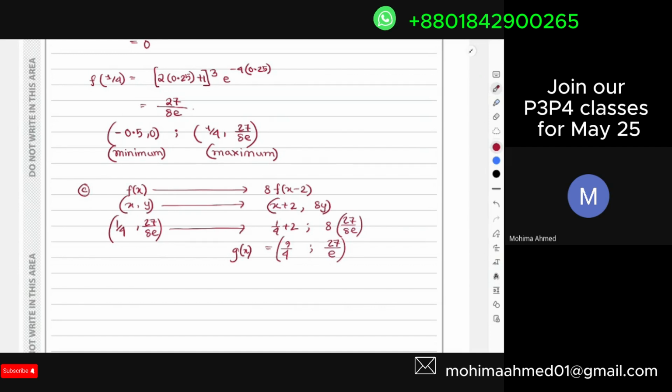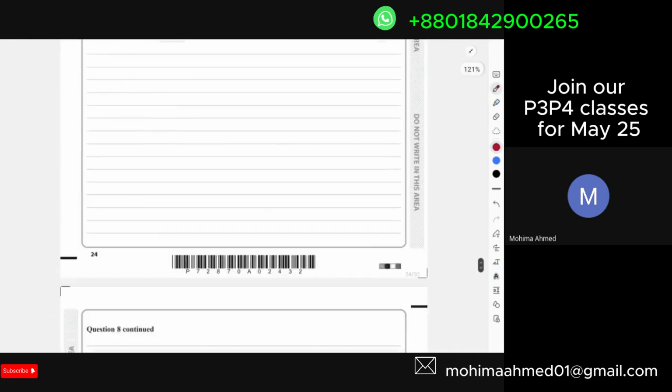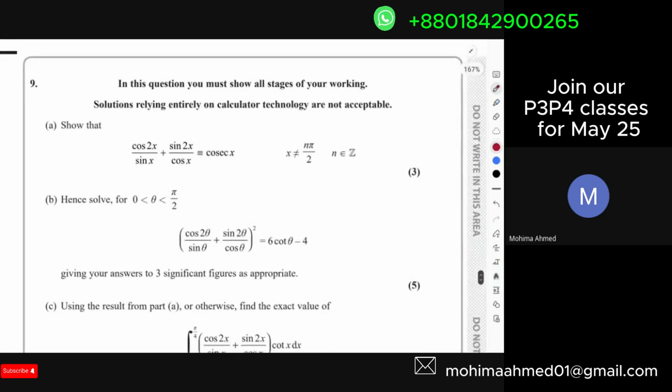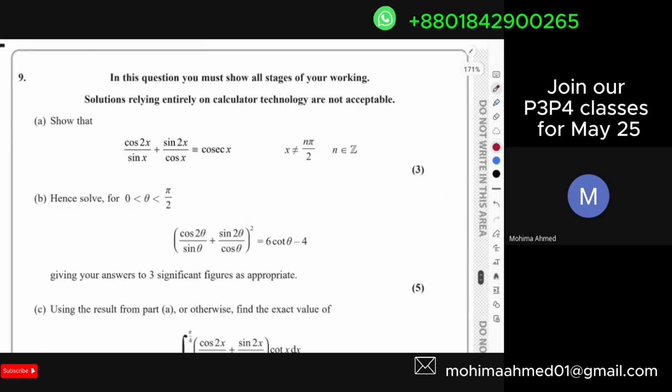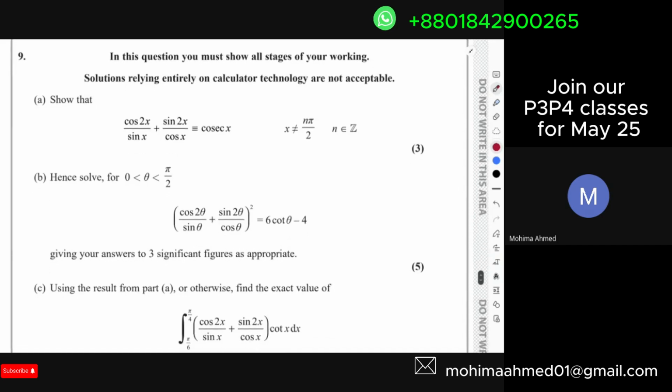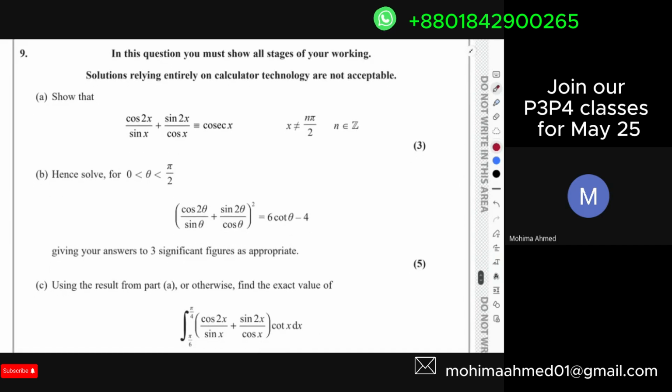We actually have 10 questions in this paper, so you're done with 8. For question 9, they have given you a function: cos 2x by sin x plus sin 2x by cos x is equal to cosec x. You have to prove that. Cos 2x by sin x and sin 2x by cos x.